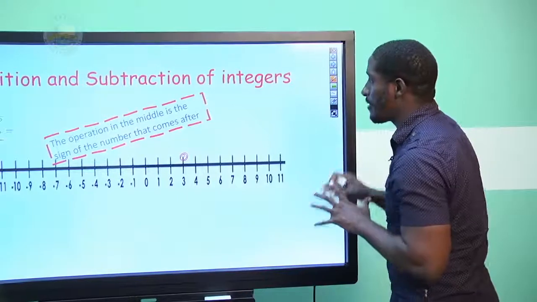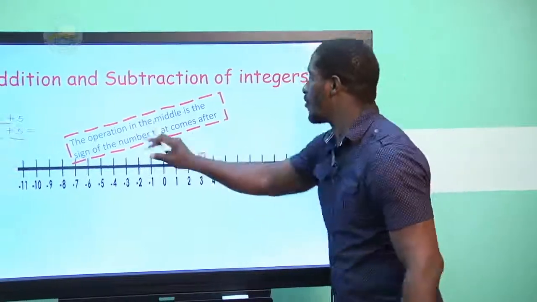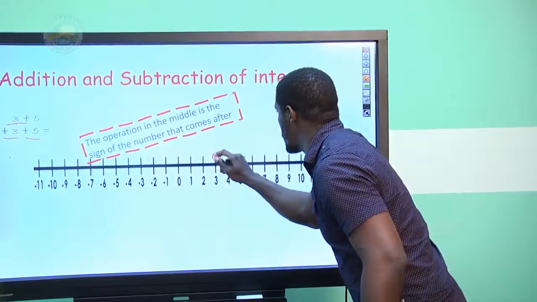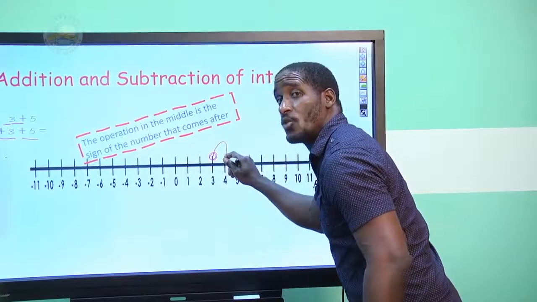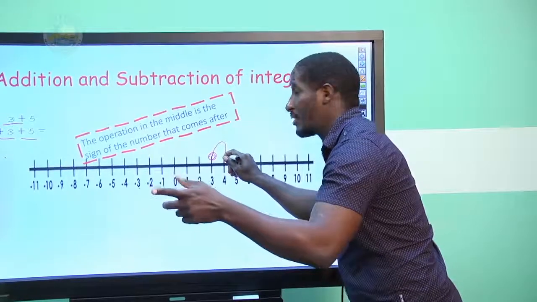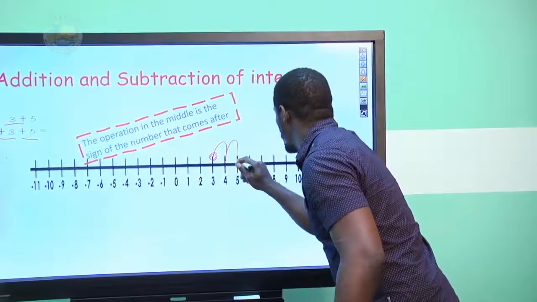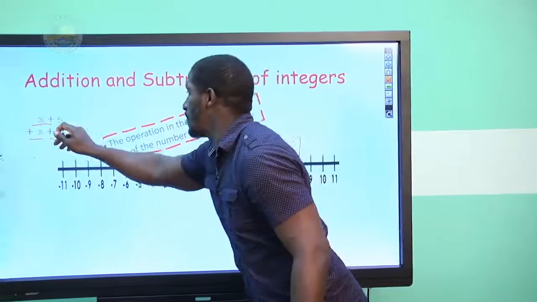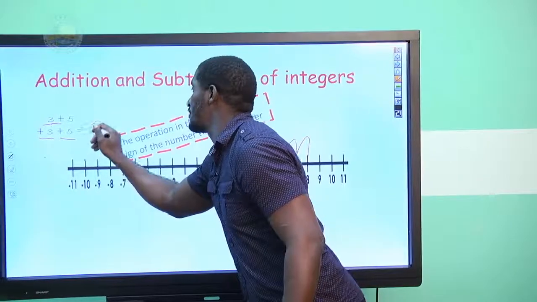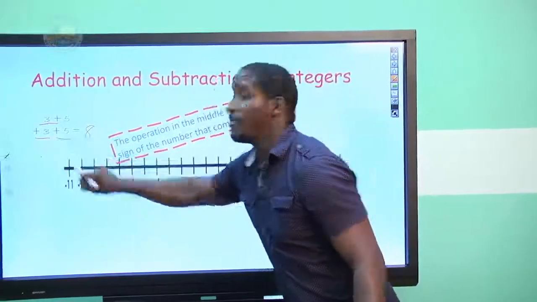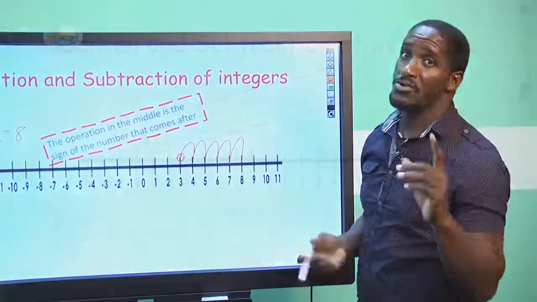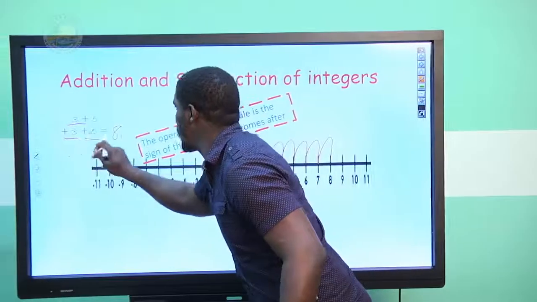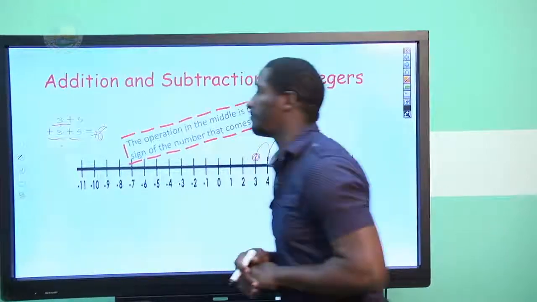So on the number line, positive 3, positive 5, we are going to start at positive 3, and then we are going to add 5. Remember, addition is going to the right. Subtraction is going to the left. So it's 1, 2, 3, 4, 5. Positive 3 plus 5 is going to give us 8. Or we can say positive 3, positive 5 is 8. But remember, we are doing integers, so the signs are important. So positive 3, positive 5 is positive 8.